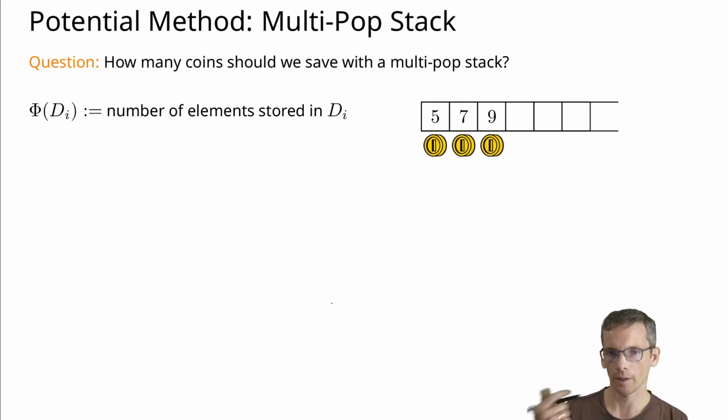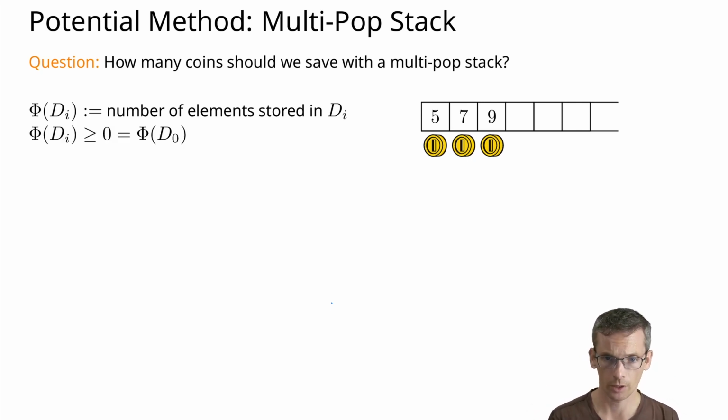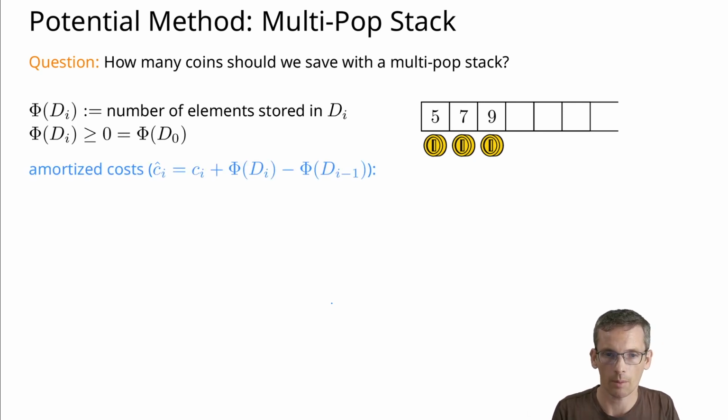Now I have to check the conditions. I have to check that my potential does not drop below the initial potential, which is 0. So this is a valid potential function. Now, from here, I compute amortized costs. As a reminder, how would we get the amortized cost? From the actual cost plus the change in potential. The change in potential is the potential of Di minus the potential of Di minus 1.